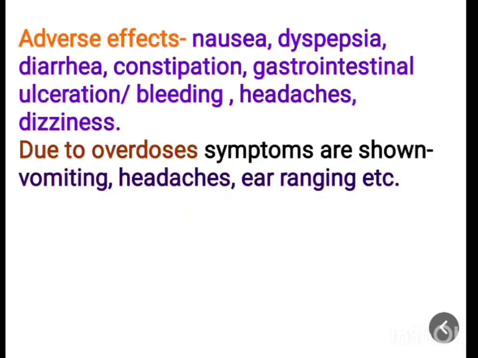Next one, adverse effects. The adverse effects are so many: nausea, dyspepsia, diarrhea, constipation, gastrointestinal ulceration, bleeding, headaches, dizziness. Due to overdose, symptoms shown are vomiting, headaches, ringing in the ears, and so on.